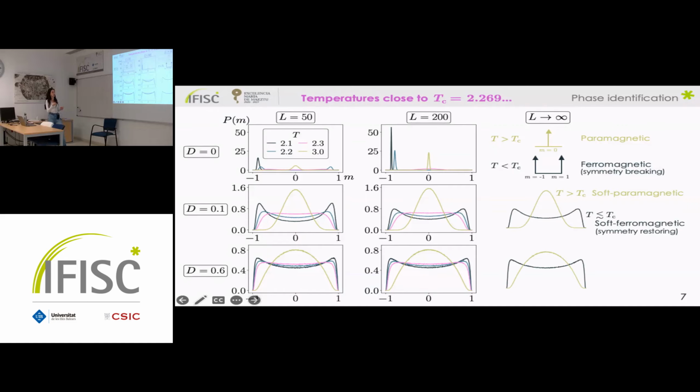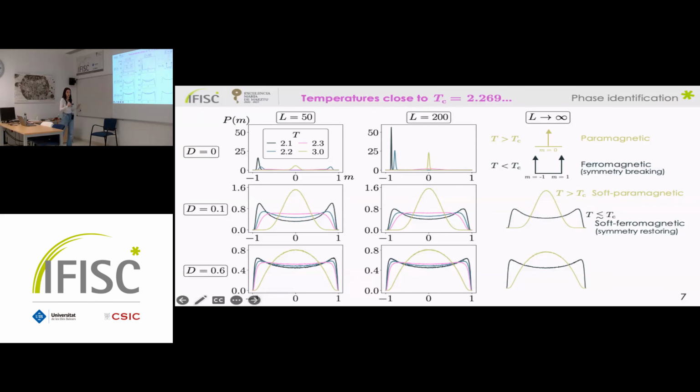We expect for temperatures above the critical temperature a soft paramagnetic phase characterized by a broad probability distribution around m equal to 0, and for temperatures below the critical temperature, a soft ferromagnetic phase where the symmetry between the two ordered states is dynamically restored, and therefore the probability distribution has two broad peaks around the two ordered magnetization states.